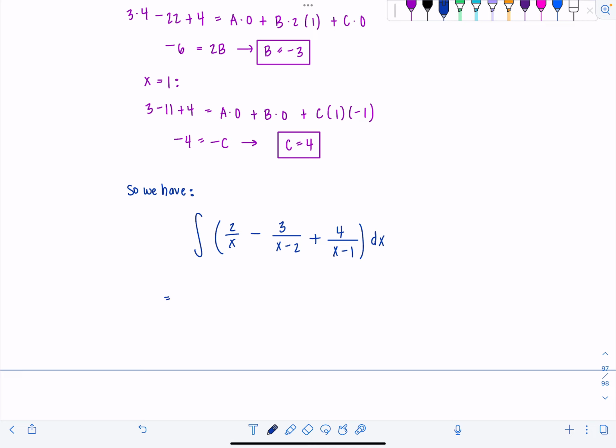2 over x, that antiderivative is going to be 2 natural log absolute value of x, minus 3 natural log absolute value of x minus 2. No u-sub required. Just keep the x minus 2 together. It's a little family. Plus 4 natural log absolute value of x minus 1 plus C. And voila, we are done.